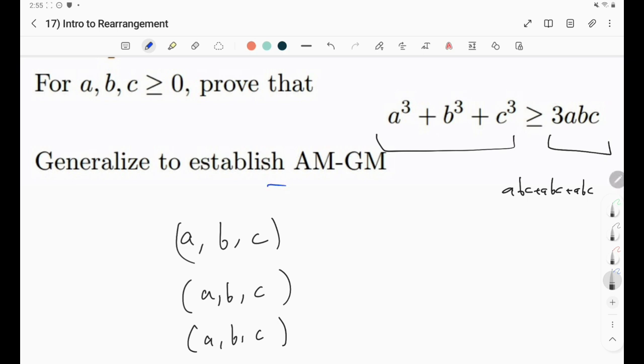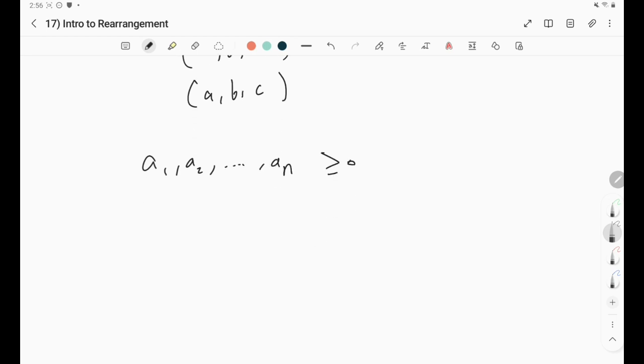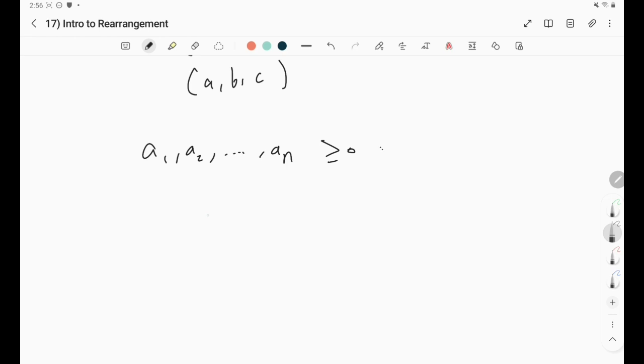Okay, right now let's go ahead and establish the AM-GM. Well, what's the AM-GM? You just have a bunch of non-negative numbers, and then you have the sum of a_i to the n greater than or equal to basically the product of the a_i's, right? Okay, let's actually write it.